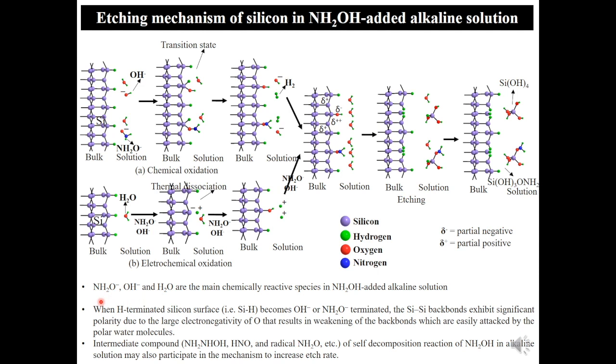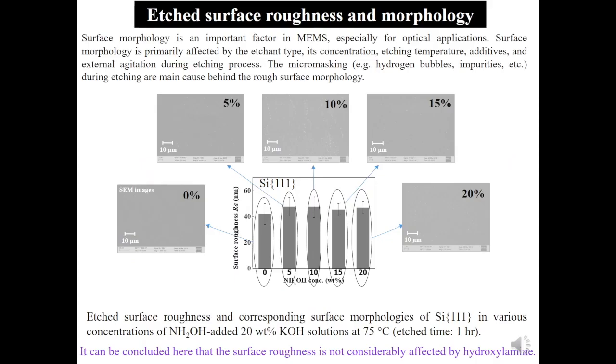And if we look at the reactive species in NH2OH, there are more. In this case, we have NH2O minus, OH minus, and H2O. In pure alkaline solution, there are only two species, OH minus and H2O. But in NH2OH, we have one more reactive species. That's why the etch rate is higher in NH2OH.